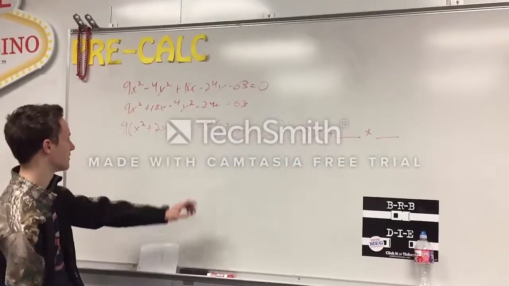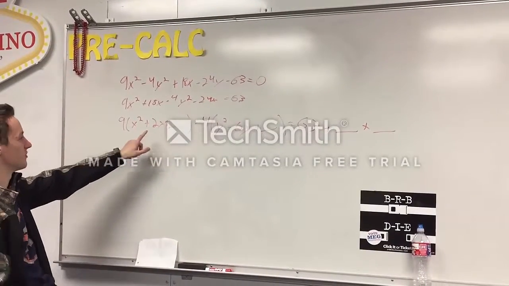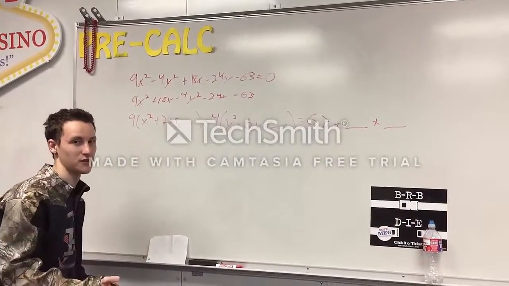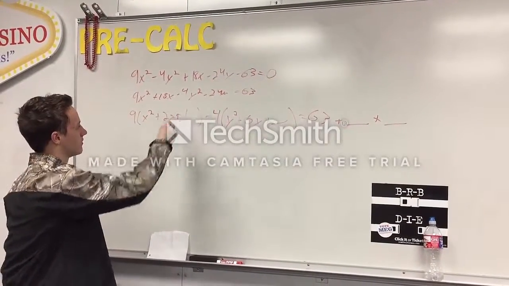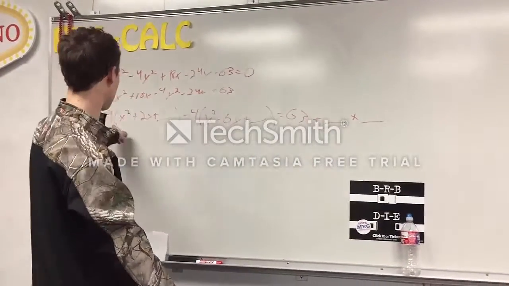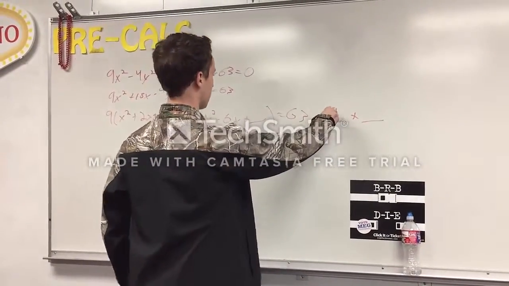Wait, what did you want to do? So to find this number, we divide this number by 2 and then square it. So 2 divided by 2 is 1, and then we square that, and that's 1. Now we need to add this number over to this side, but you have to multiply it by 9 too. So this will be 9.